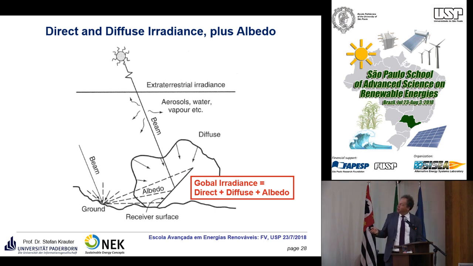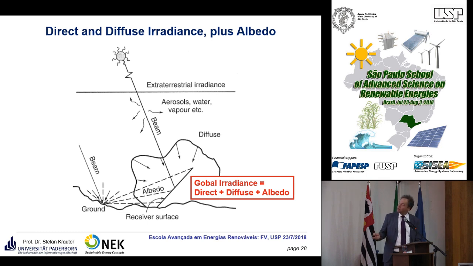And we also have another component, which is called albedo. This is reflected irradiance. If you have a very reflective ground, like snow, or glacier, or white sand, then depending on the inclination angle of the receiver surface, it can also make a significant impact on the global irradiance share. And for photovoltaics, if you don't have any concentrators and so on, this global irradiance is relevant, which consists of direct, diffuse and albedo irradiance. All of them are relevant.